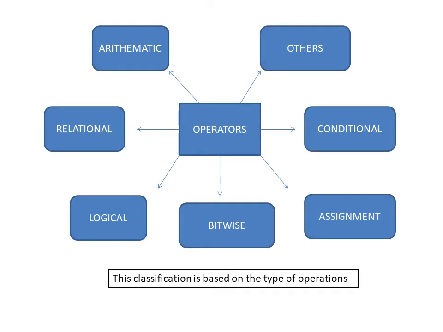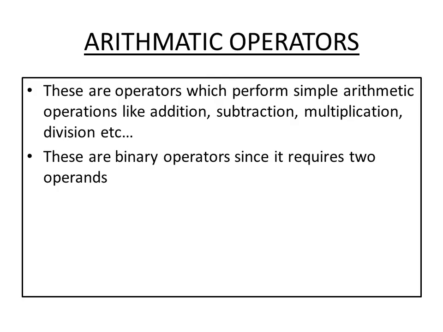Now, operators are classified on the types of operations. There are 7 types. They are arithmetic operators, relational operators, logical operators, bitwise operators, assignment operators, conditional operators, and other operators. So let's look into each of it in detail. Arithmetic operators. These are operators which perform simple arithmetic operations like addition, subtraction, multiplication, division, etc.